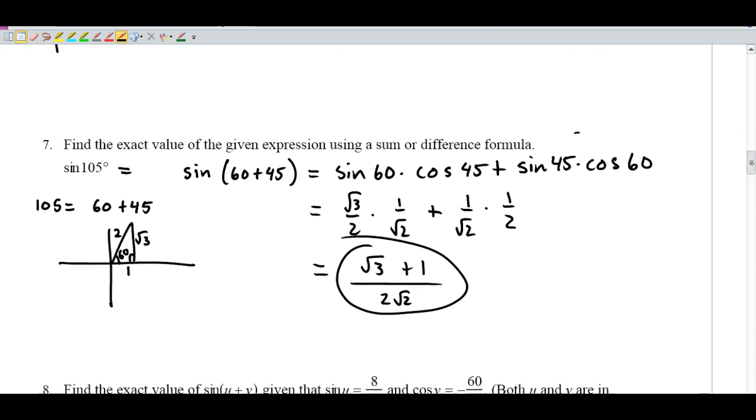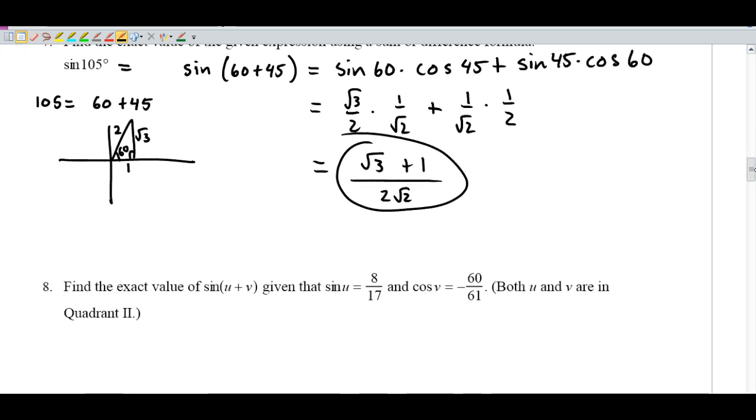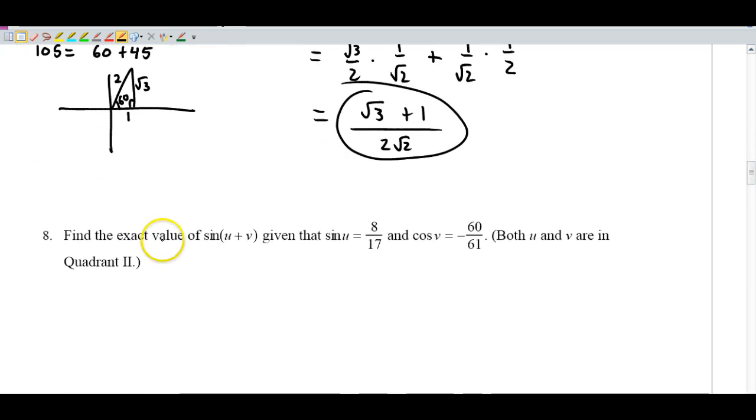Okay, moving on to number 8. Now, problem number 8 says find the exact value of the sine of u plus v, where sine of u is this, and cosine of v is this. So those are two different angles, both of them in the second quadrant. So I'm going to draw u here. So here's my u, and based on the fact that the sine is 8 over 17, I have 17, that's an 8, 15, 17 triangle, and this is my angle u.